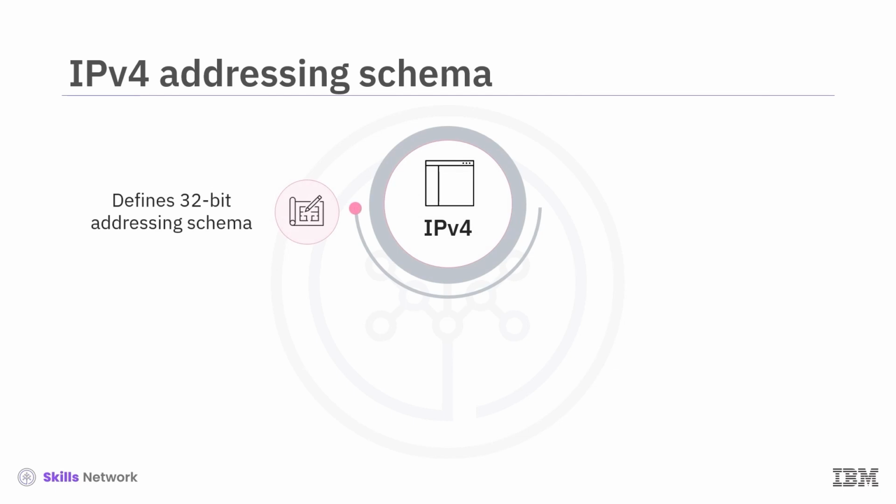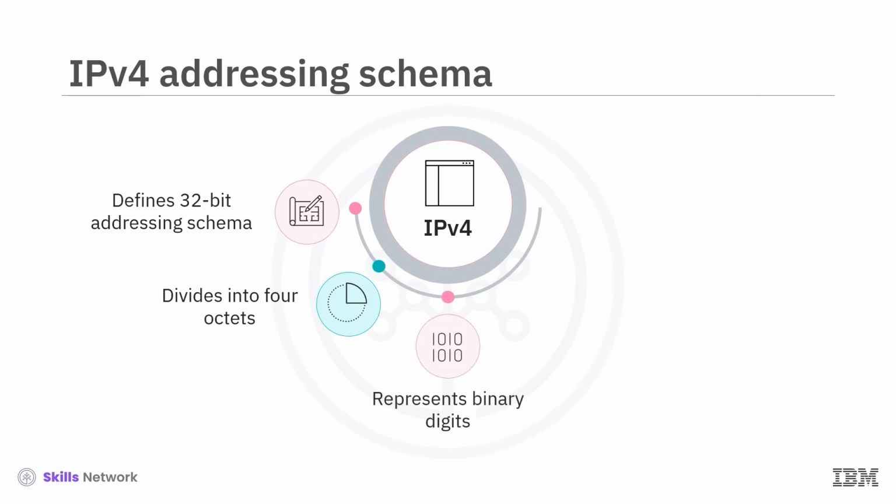IPv4 uses a 32-bit addressing schema divided into 4 octets of 8 bits each. Each octet represents 8 digits of base 2 binary, which can have values ranging from 0 to 255 in decimal notation. This is because 2 raised to the 8th power equals 256. Expressed in decimal format, IPv4 addresses range from 0.0.0.0 with all bits off to 255.255.255.255 with all bits on.